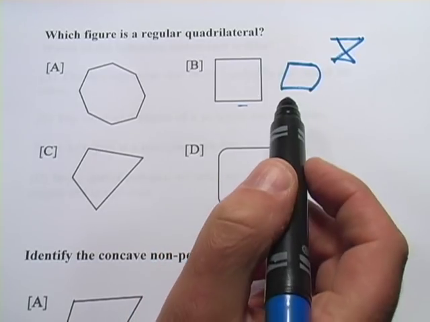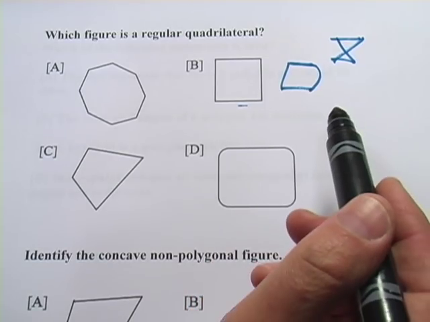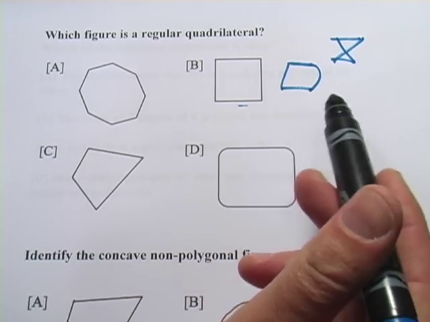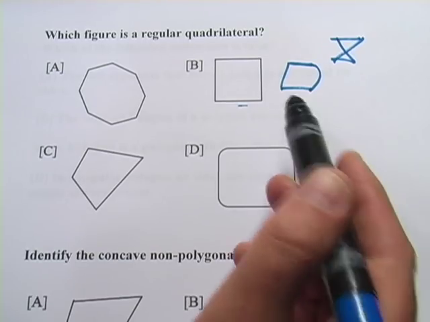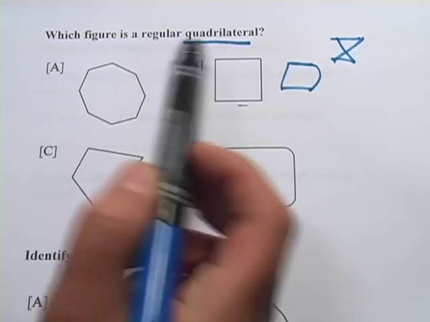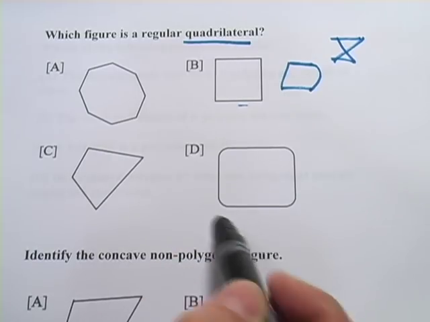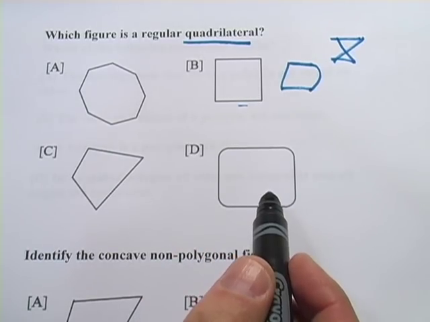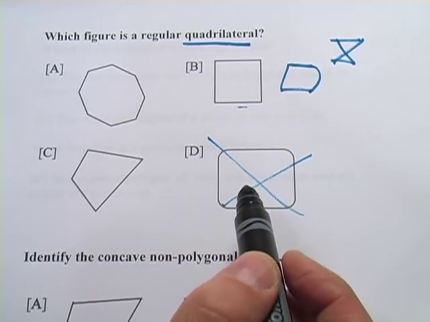Now the polygons all have different names, and you probably know some already. A triangle is really a three-sided polygon. So that's one you're familiar with. A four-sided one is called a quadrilateral. And in this first question it says, which figure is a regular quadrilateral? Well, I can eject D from consideration already because look at it, it's got curves. So that's not a polygon.